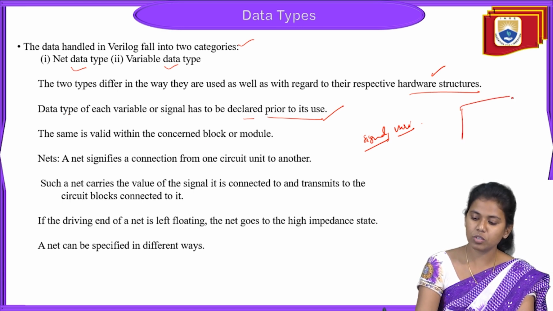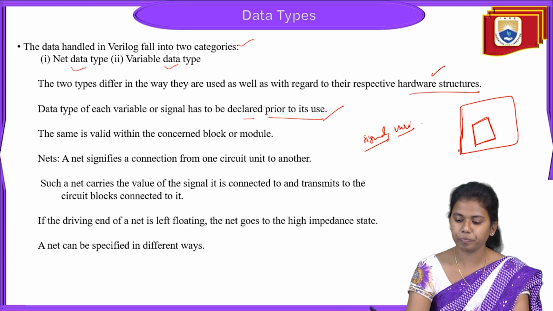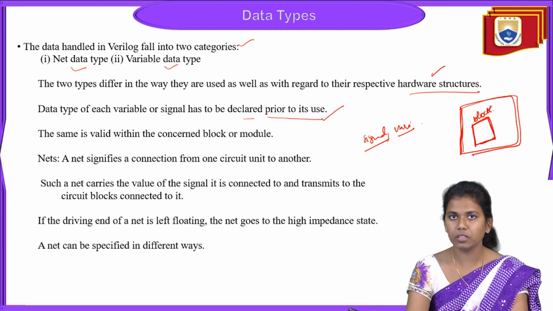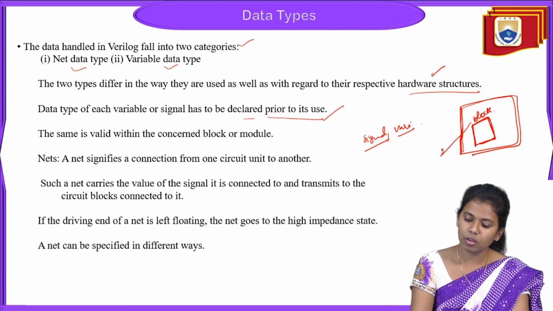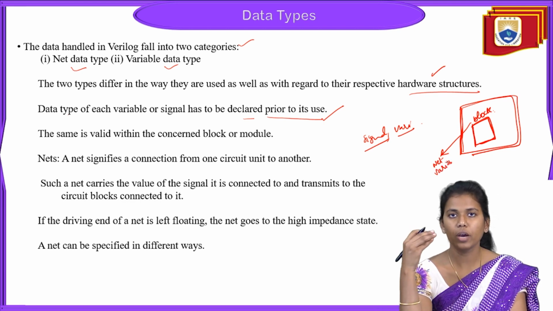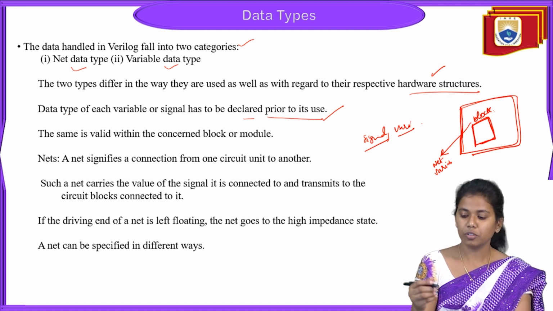So here, suppose in this module you are writing a very long program for this block. Before writing the block itself, you should mention what sort of data type it is. You have to be clear whether it is a net data type or a variable data type. You have to be very clear about the data types that you are going to use before you use them.